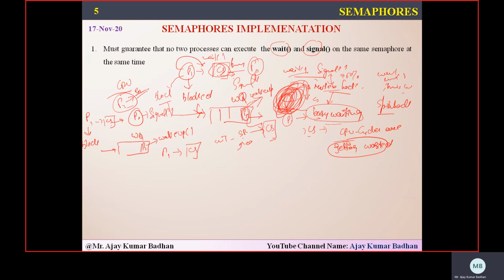So what happens? It is not wasting the cycles. CPU cycles are not getting wasted. That is what exactly we are working on in this particular thing. I hope it's very clear. So two things we are going to add here: block and wakeup. Using these, we are going to modify the wait operation and the signal operation. These two operations we are going to modify. Let's see how it is.